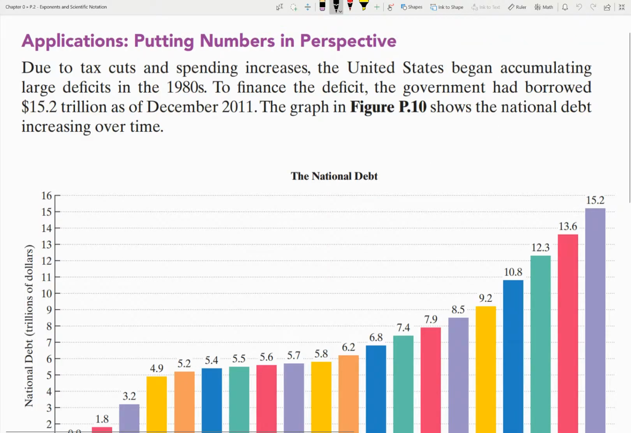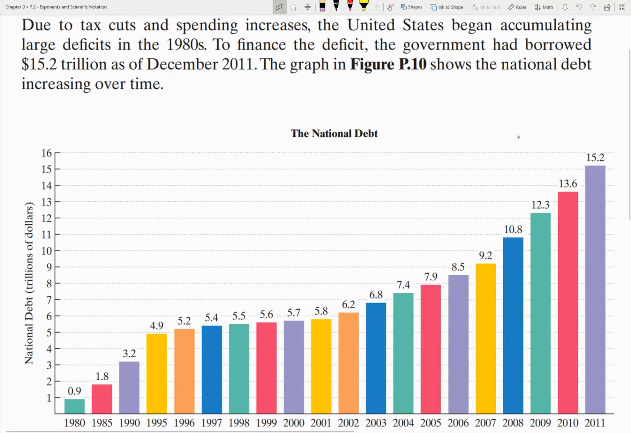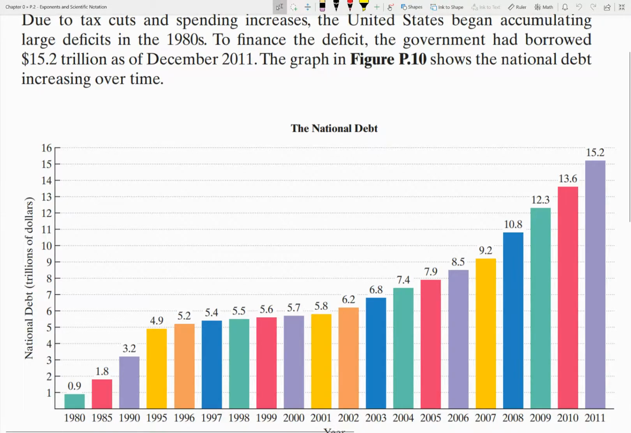Some applications, okay? So here's a nice word problem. Back to our national debt, tax cuts and spending increases. We began accumulating a large deficit in the 80s, and in order to pay for things, we had to borrow money. As of December 2011, this is $15.2 trillion.